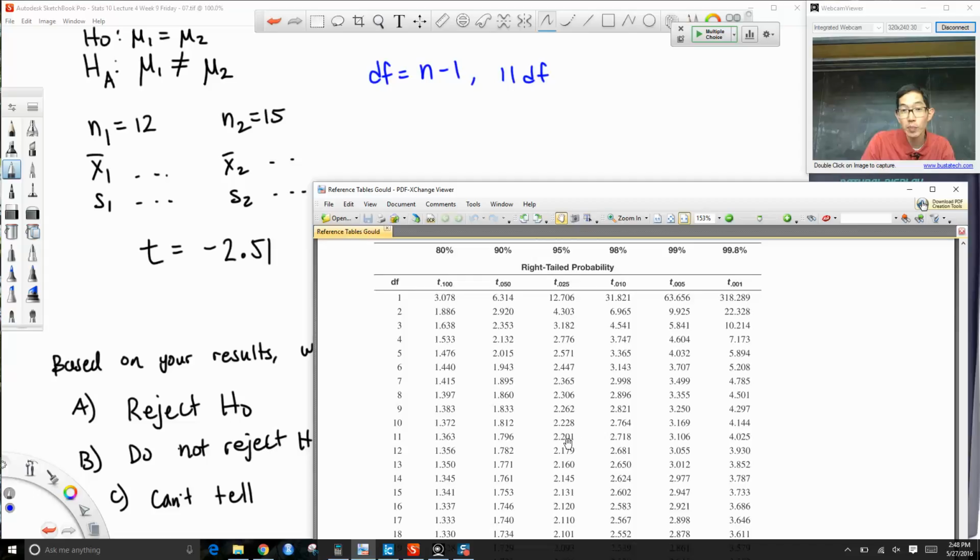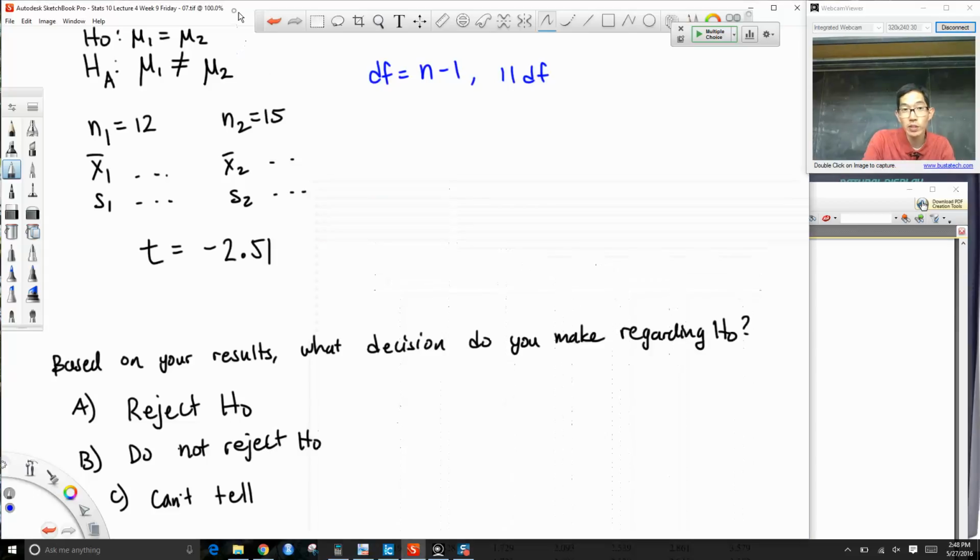I'm going to look up 2.5. Okay, 2.5 is in between the column 2.2 and the column 2.718, right? And so that means our corresponding tail is going to be between 0.025 and 0.010. With the alternative having a not equal sign, our resulting p-value will be double the tail.